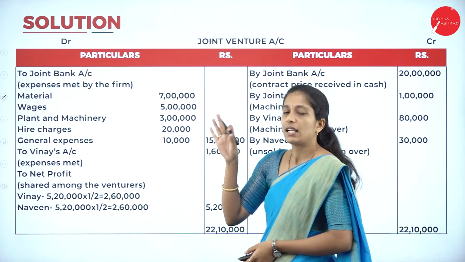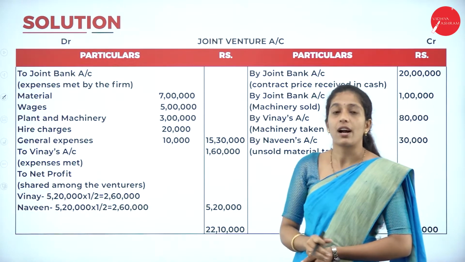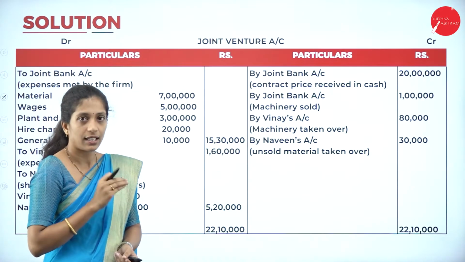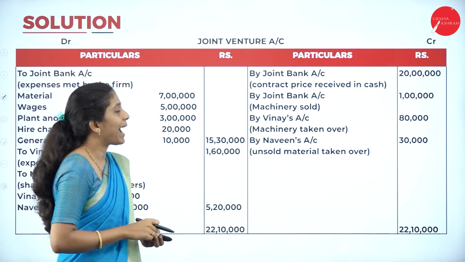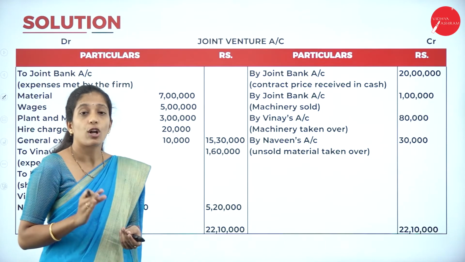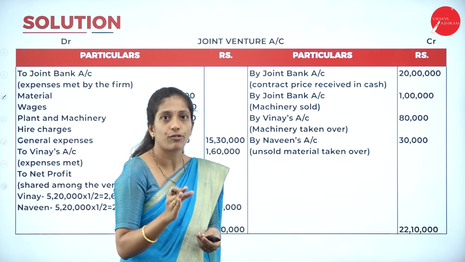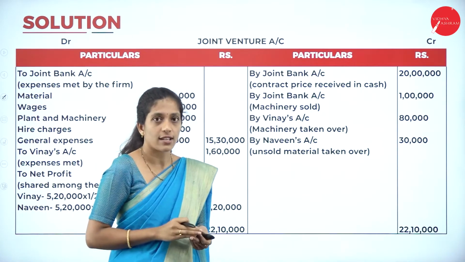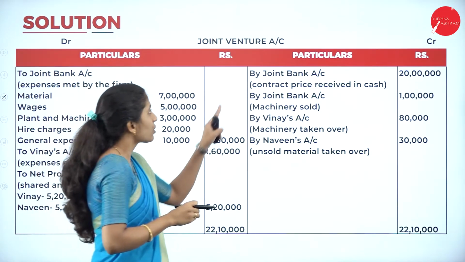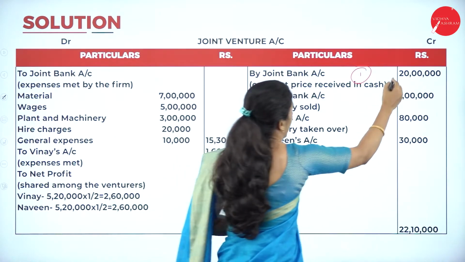So you know the format: debit amount, credit amount. Now first what are you going to record in your joint venture account? You will record the contract price. So how has the contract price been received in the joint venture? By joint bank account, contract price received in cash. Here they have not divided the contract price into what has to be received in cash and what in the form of debentures or shares. So it means that the whole 20 lakh is received in cash. So by joint bank account, contract price received in cash. So this is the first entry.